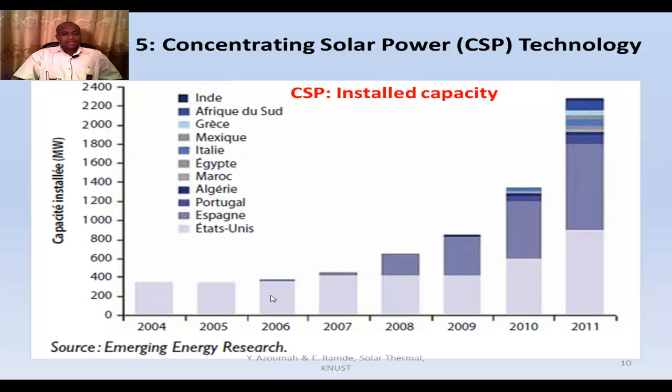In this diagram, I would like to show the installed capacity of CSP around the world. You can see that there is a big evolution, an increase of installed capacity since 2004 to now. You can see that in 2004, we were almost around 300 megawatts. But today, we are talking about 2.4 gigawatts. So this is good news, actually, meaning that more and more CSP plants are being installed throughout the world.